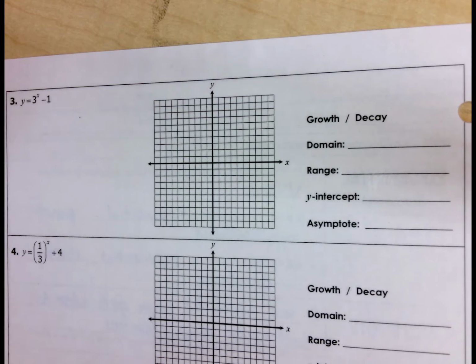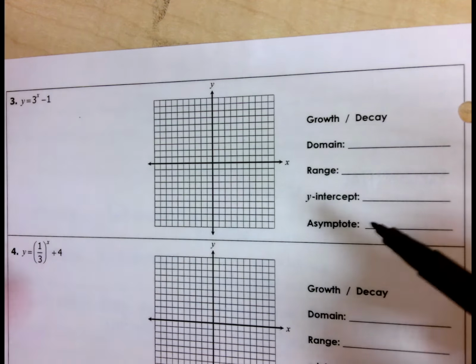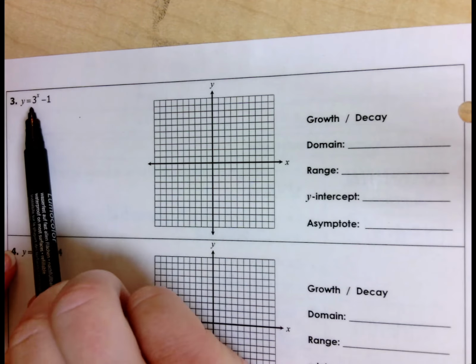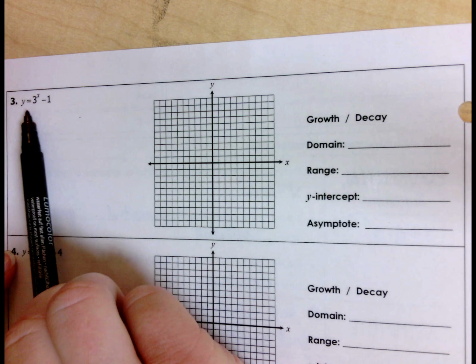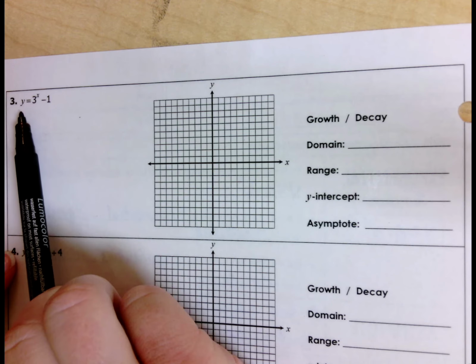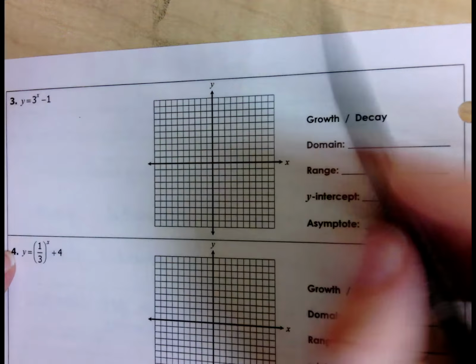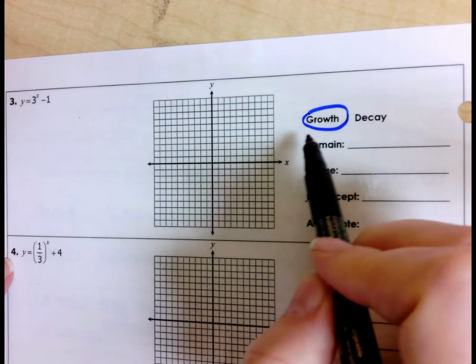Okay, so we're going to do one more example. I'm going to do example number 3 on the back with you. And so we're going to look again at the number here. This is a 3. 3 is going to be greater than 1.